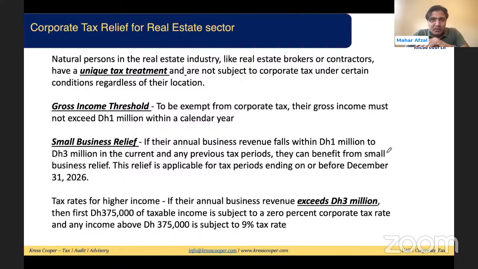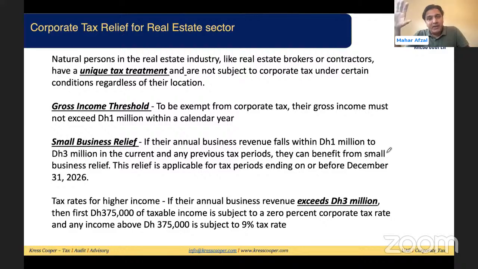But if these individuals are resident persons earning income between 1 million and 3 million during the period, then the law allows them to go for a small business relief. They can opt for the small business relief up to 31st December 2026. But they need to opt for it. If they are not opting, they will be subject to corporate tax.